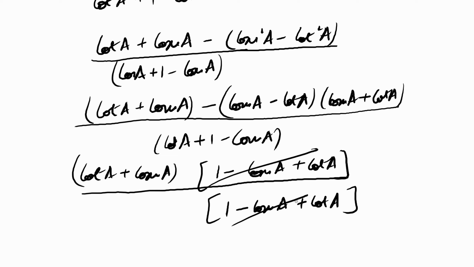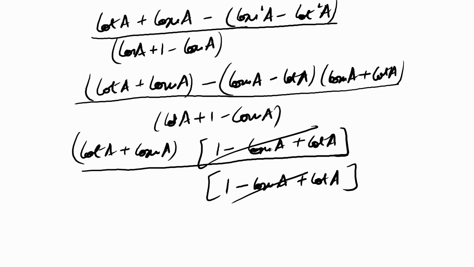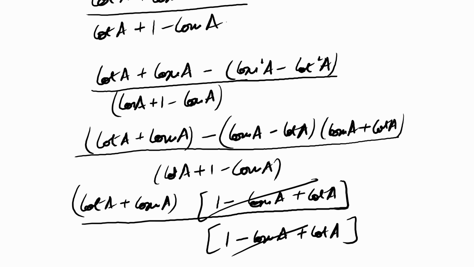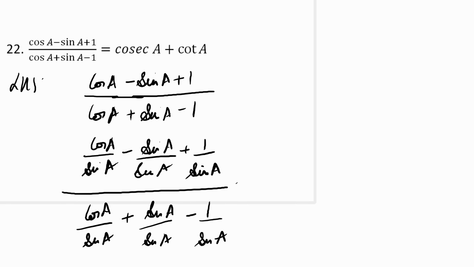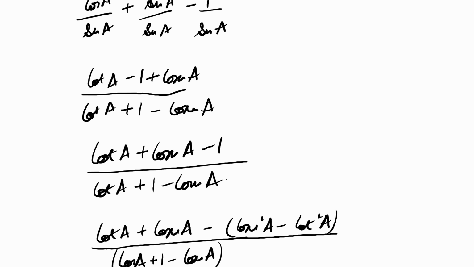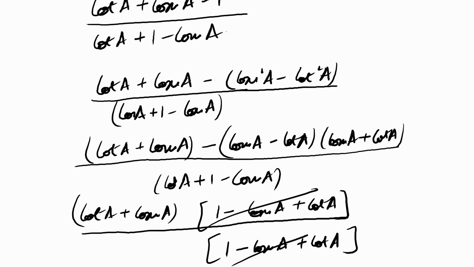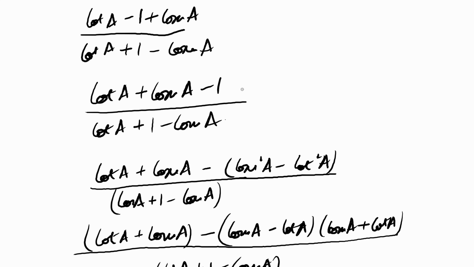These both will cancel out and we will be left with cot A plus cosec A. You can see this is the right hand side, cosec A plus cot A. We have to prove this only. The trick in this question is that instead of 1, we have to write cosec square A minus cot square A. I hope you understood this question also.